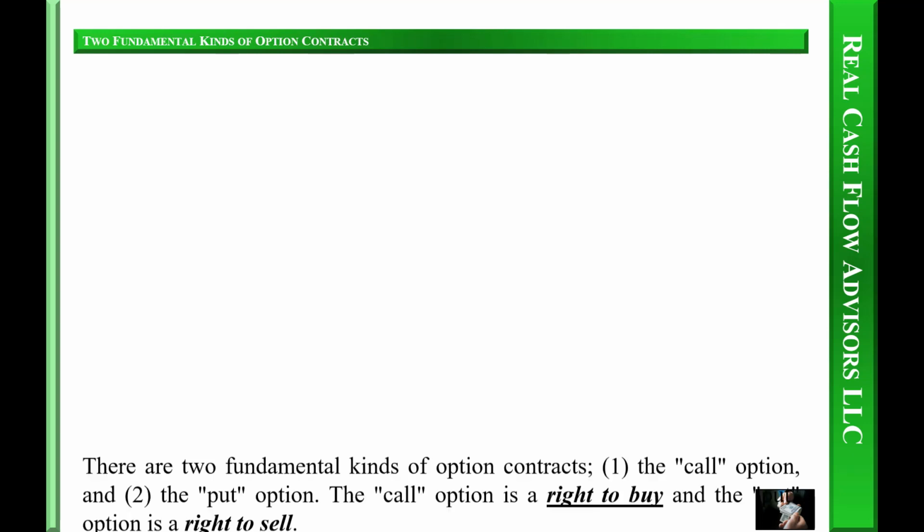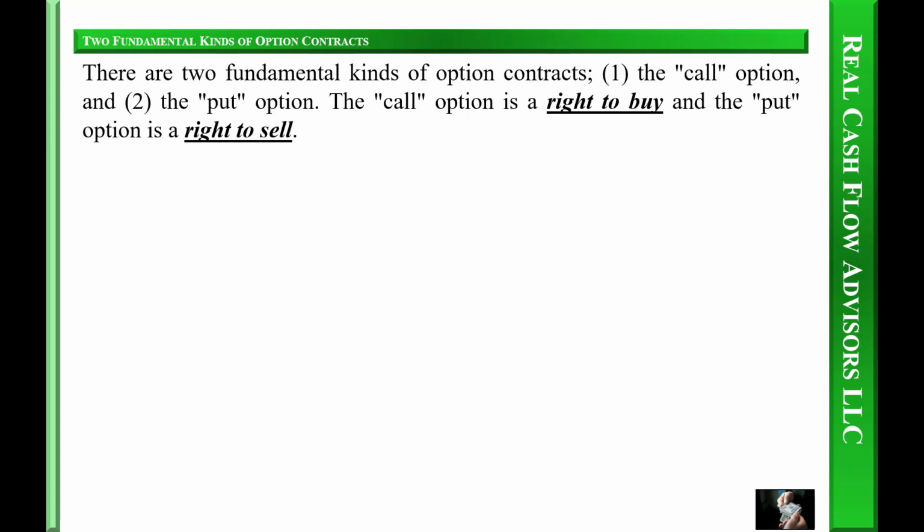Two fundamental kinds of option contracts. There are two fundamental kinds of option contracts. Number one, the call option, and number two, the put option. The call option is a right to buy, and the put option is a right to sell.